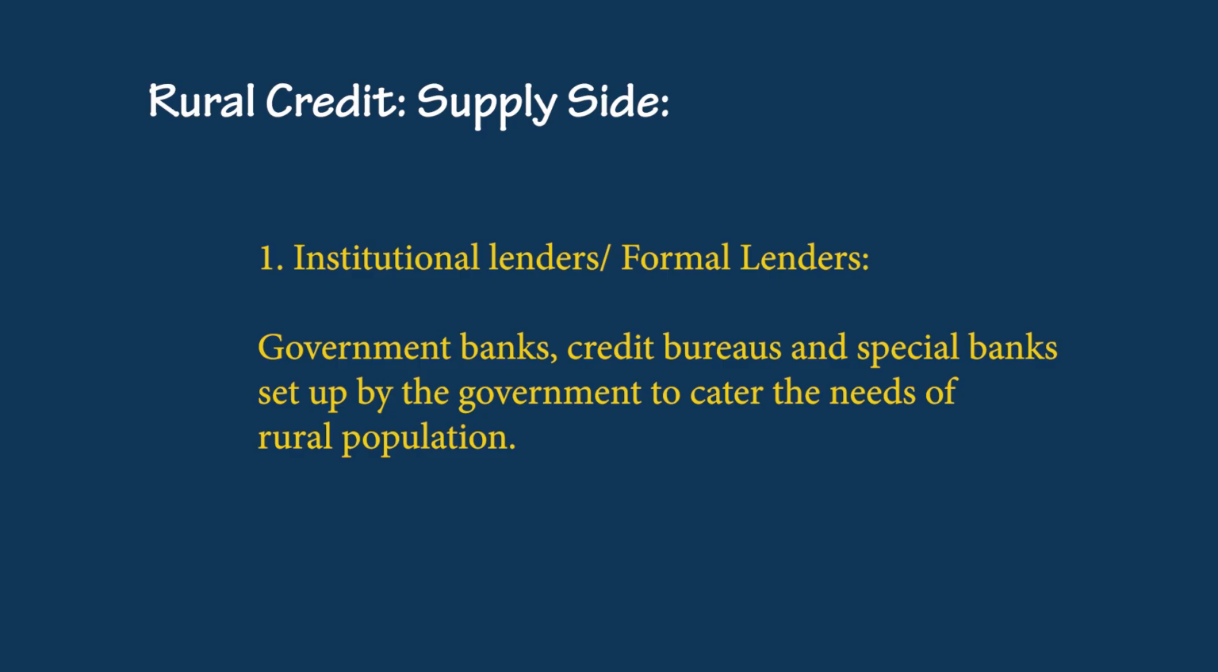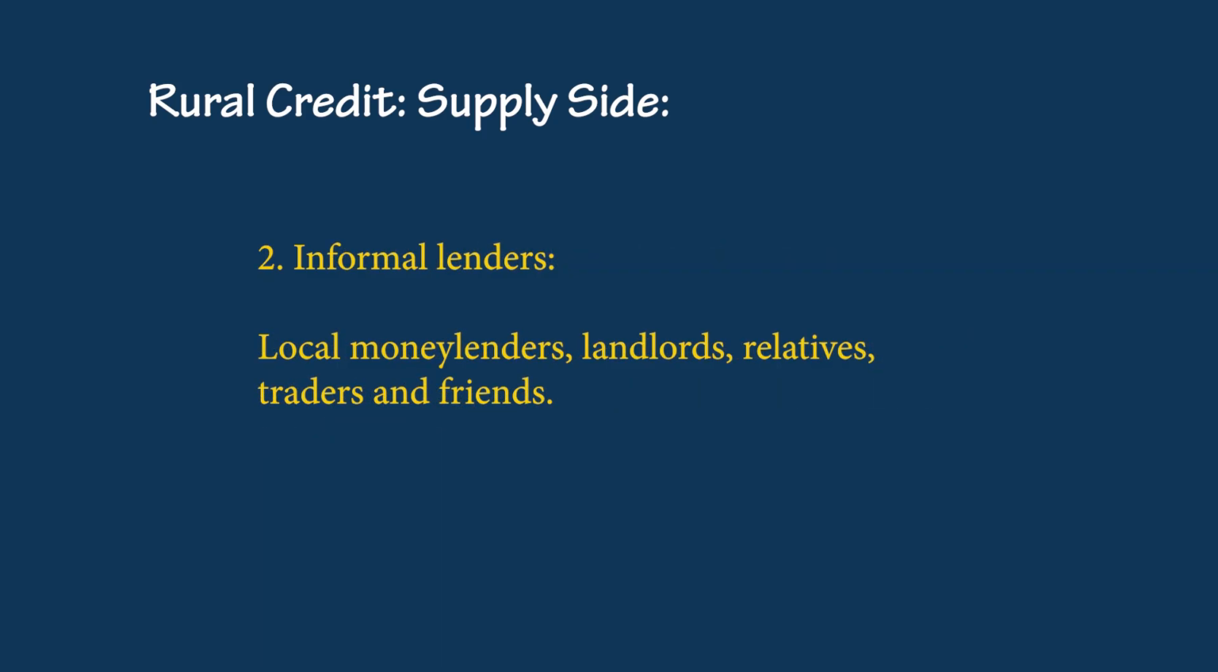Now, after talking about the demand side, let us consider the supply side. In the rural credit market, there are 2 suppliers of credit: institutional lenders or formal lenders and informal lenders. Now, institutional lenders include government banks, credit bureaus, special banks set up by the government to cater the needs of the rural population. On the other hand, informal lenders are local money lenders, landlords, relatives, traders and friends.